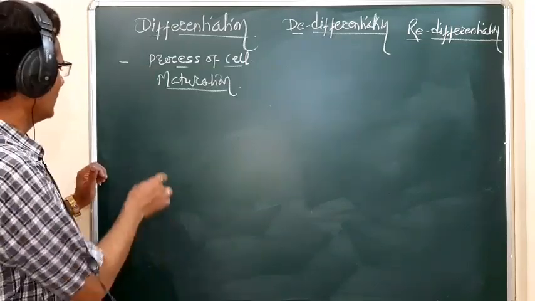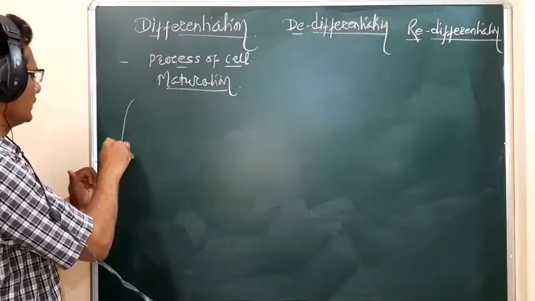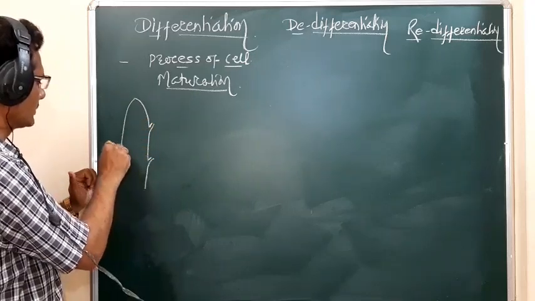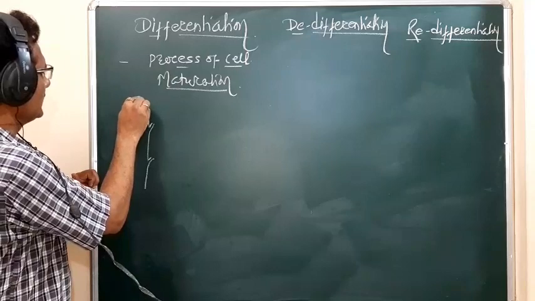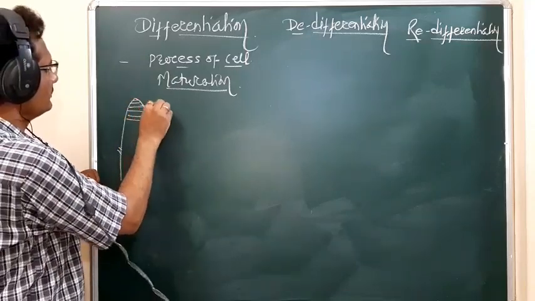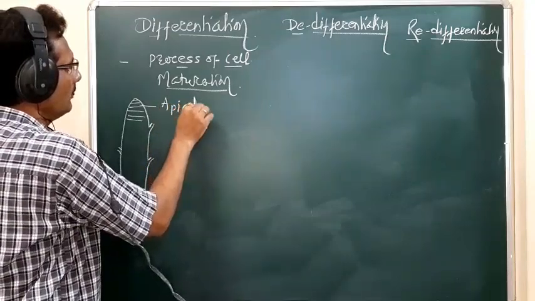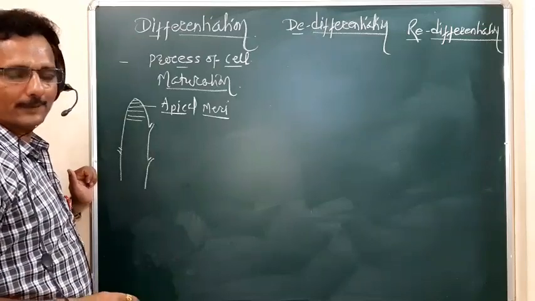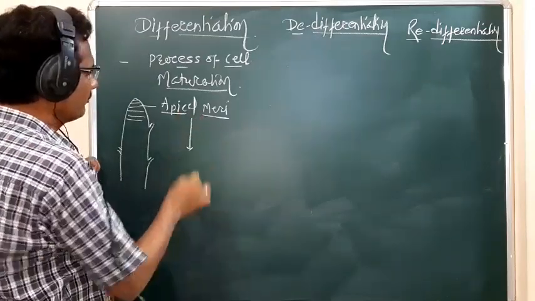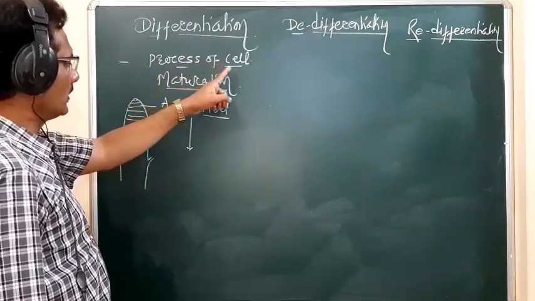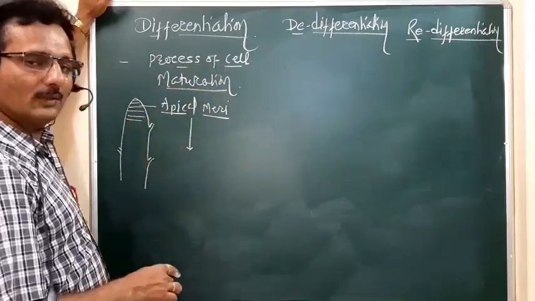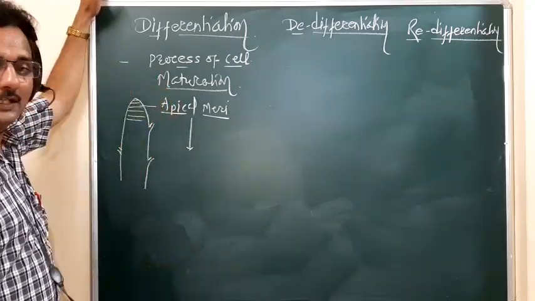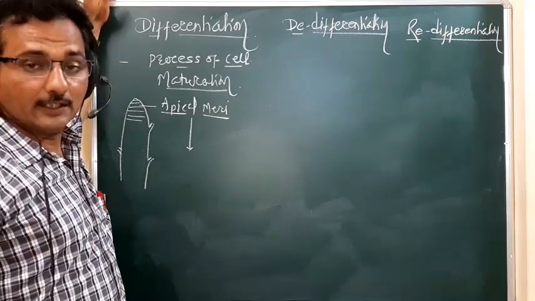So we are seeing the apical meristem which are situated at the shoot apex. So we have seen that. So this is the position of the apical meristem. The cells are formed from the apical meristem. It is the process of the cell maturation derived from apical meristem, it is called as a differentiation.